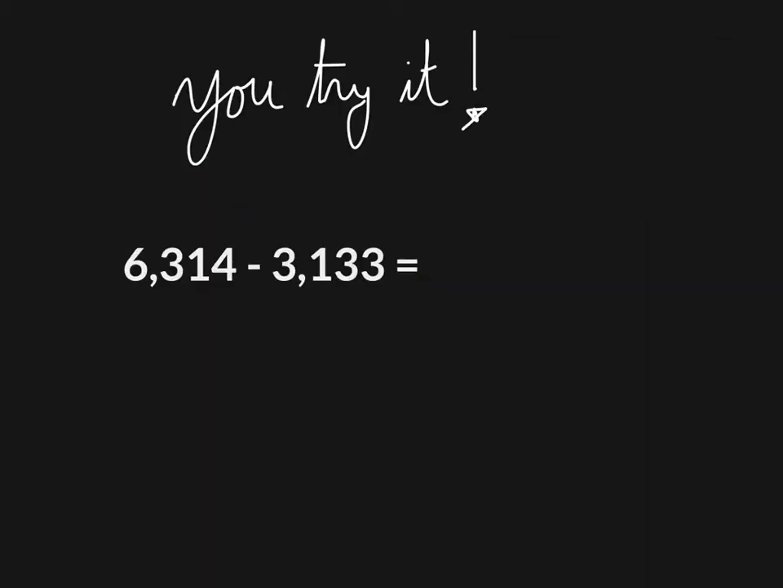Now it's your turn to try one. 6,314 minus 3,133. So remember, always start with the whole number. And when you start subtracting, start with the ones column and then move column by column as you get larger on the place value chart.